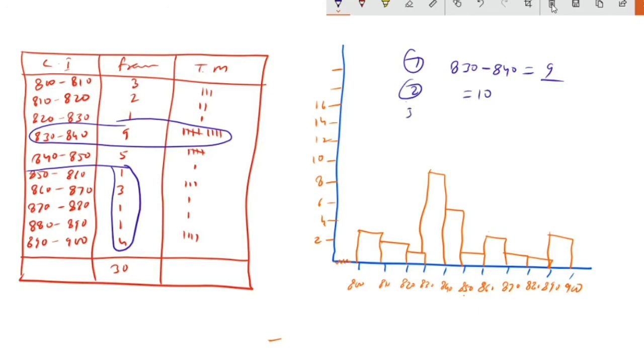Then question number 3: how many workers earn less than rupees 850? We consider those below 850, from here to here. It means 5 + 9 + 1 + 2 + 3 = 20. 3 + 2 is 5 and 1 is 6, 6 and 9 is 15, and 5 more is 20. So the third answer is 20.